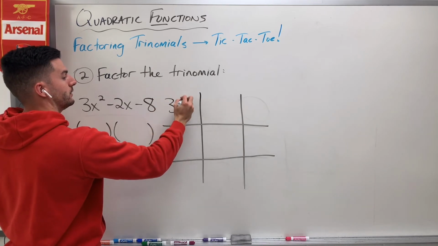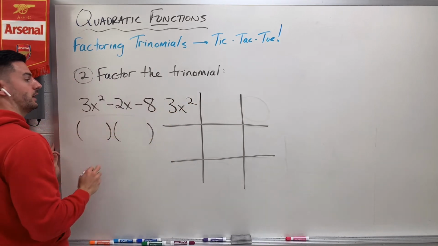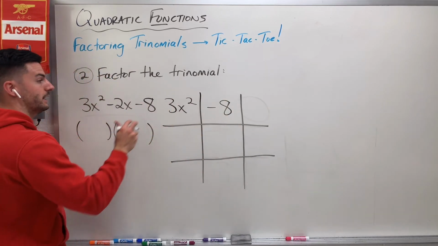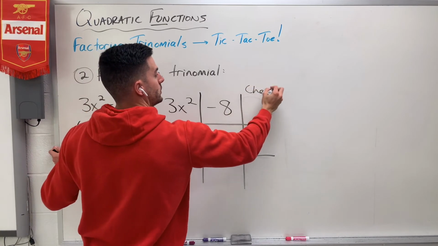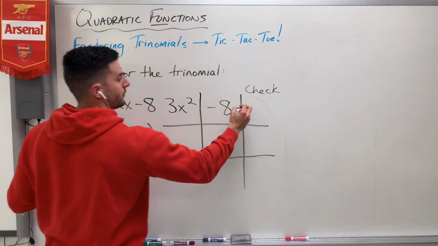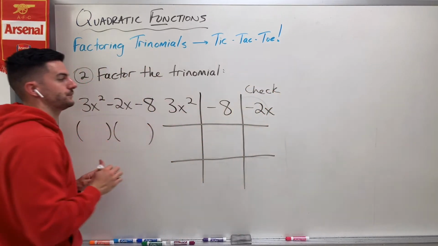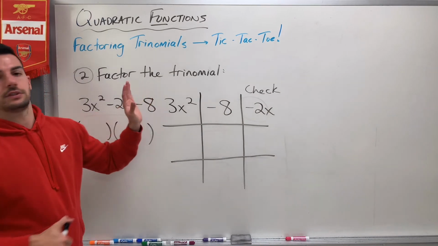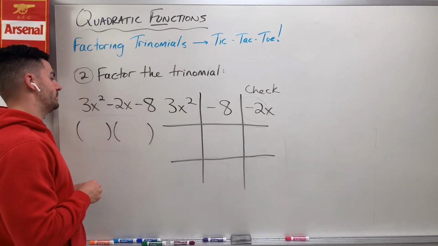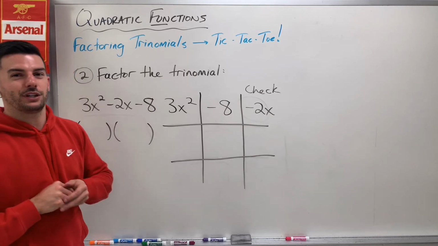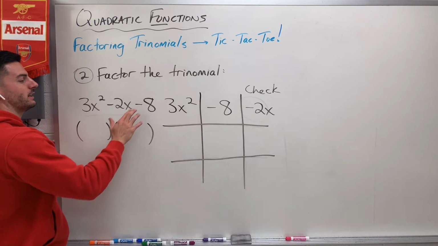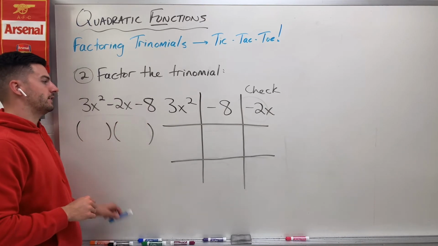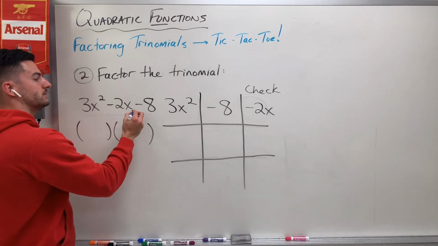3x squared in this first one, okay? Again, negative 8, my last term in this one, and then my check column is the middle term, the negative 2x, okay? So that's how my three terms go across the top here, okay? And again, what I want to look for first, before I write anything, is my sign, my C sign. And this C sign is negative.